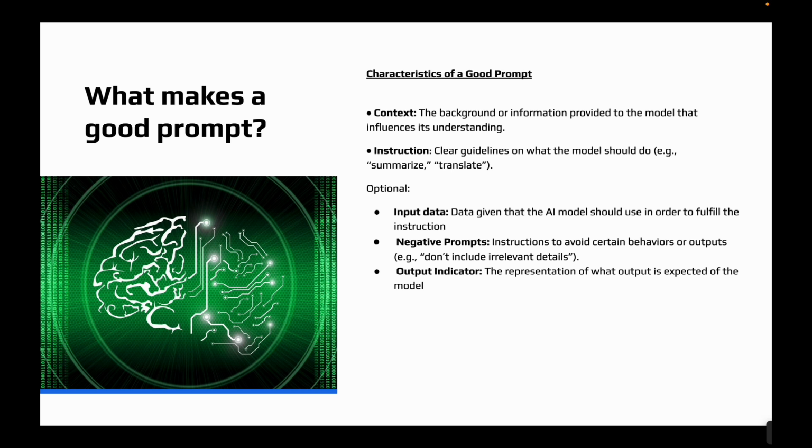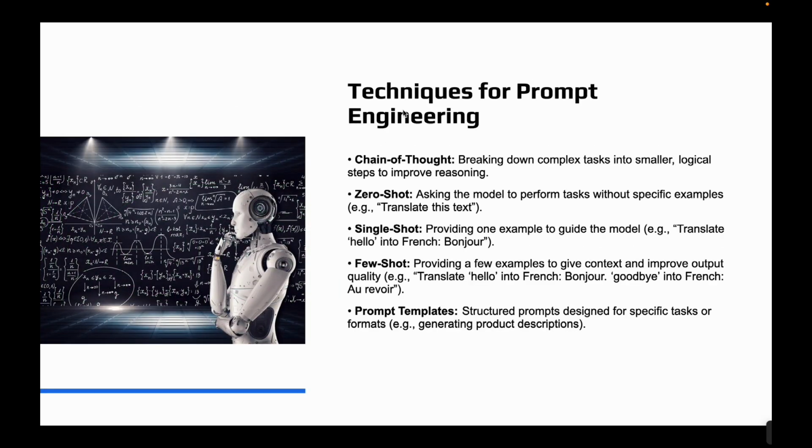Output indicator. This is the representation of what output the model is expected to give. It is normally seen as an output field followed by a colon. So you might say type of food colon, and when the output is generated, it will have that sort of format. So, techniques for prompt engineering, there are several.